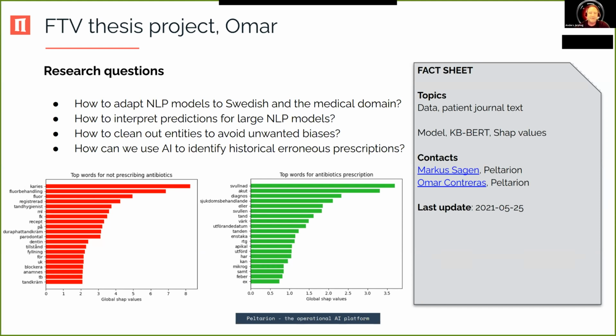And you can try to guess why that is. Perhaps some medical doctors prescribe antibiotics more than others, but that's not actually what we want the AI model to look at. We want to make the model look at the proper part of the journal text, and then we need to do something.